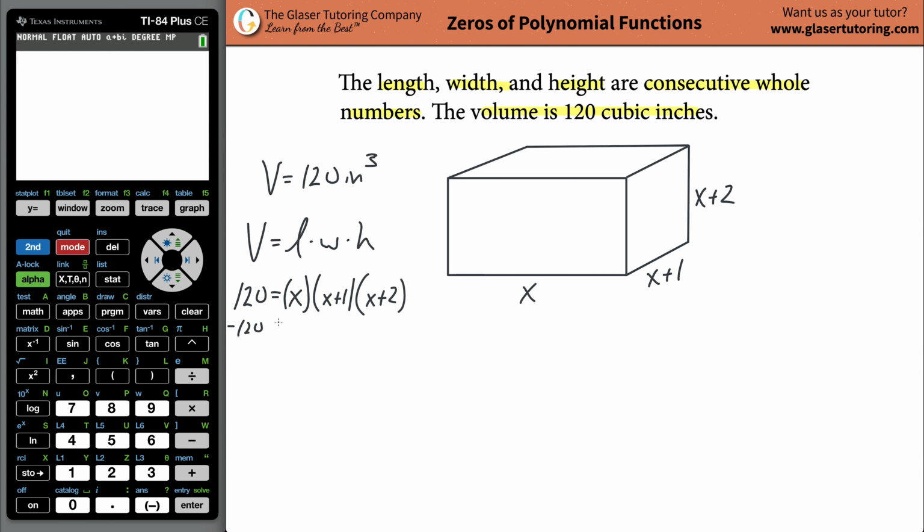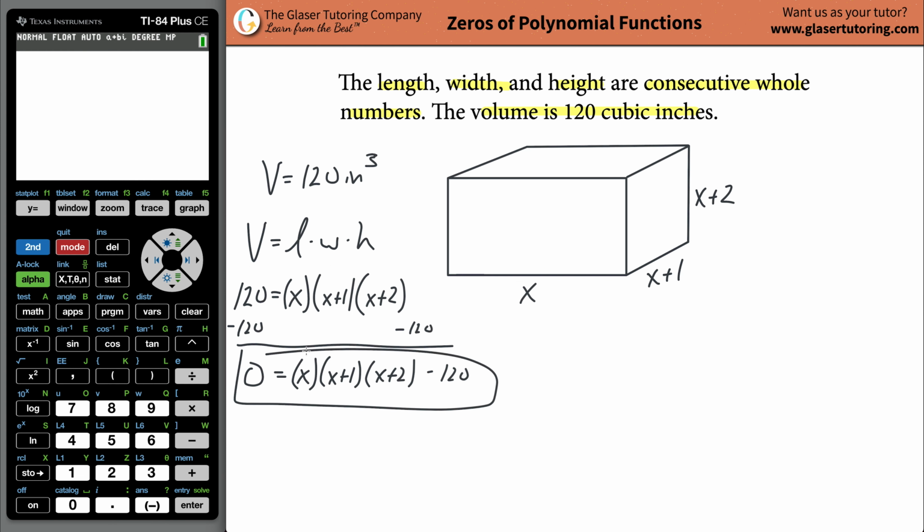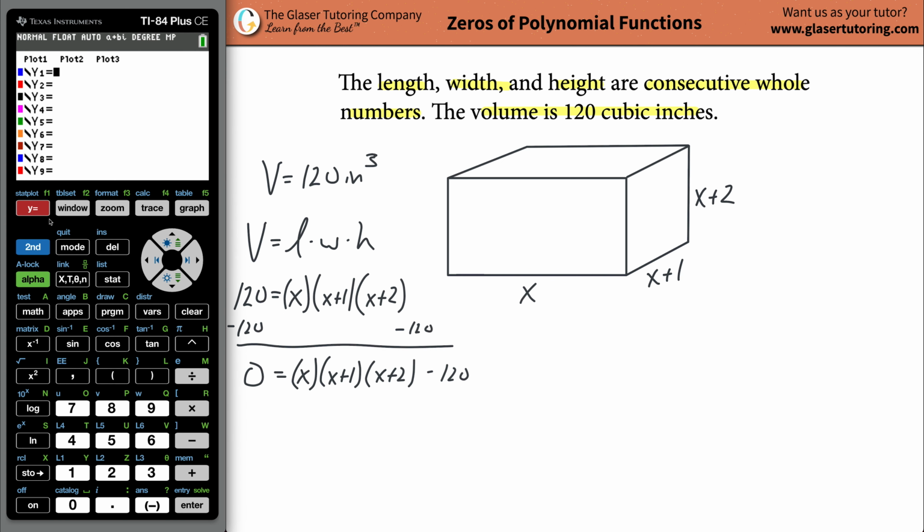So let's subtract then. What I'm going to do is subtract 120 from both sides. So I'm going to set this bad boy equal to 0 basically. So it's going to be x times x plus 1 times x plus 2 minus 120. Now, the reason why I set this equal to 0 is because when I plug this now into the calculator in the graphing utility, I now know that when this function crosses the x-axis, these are going to give me then the x values that produce an overall value of 0 for the function.